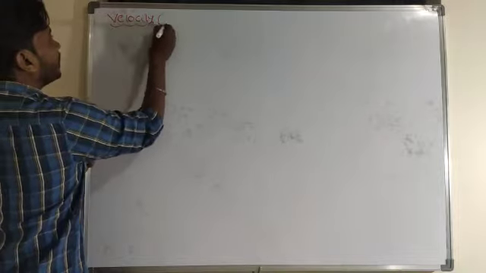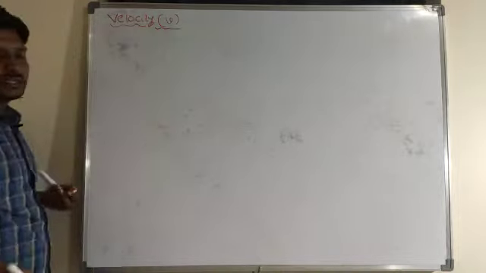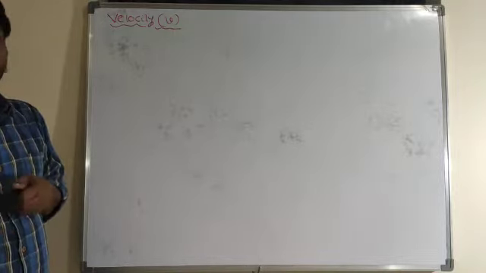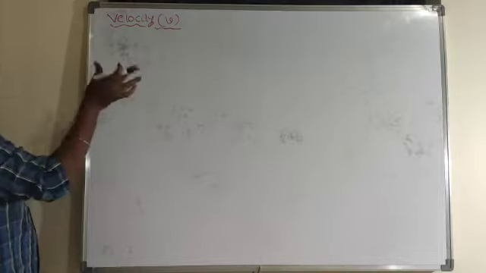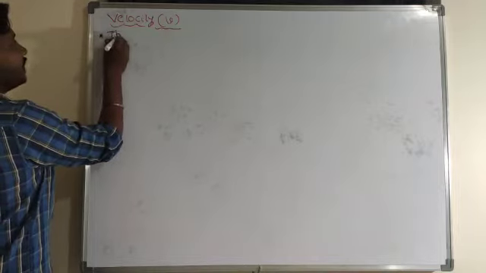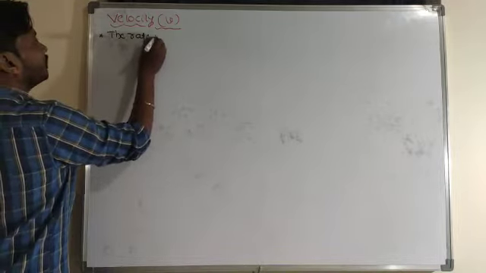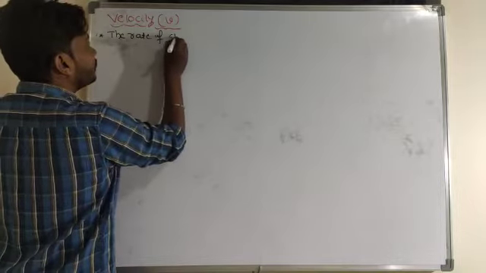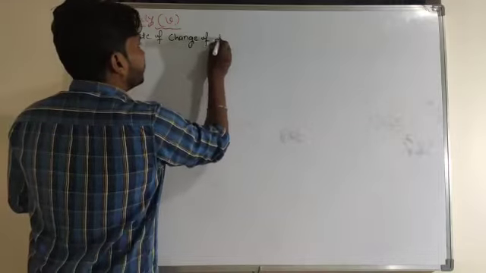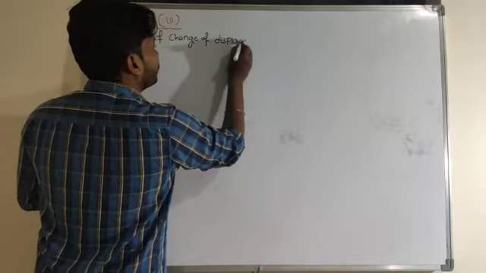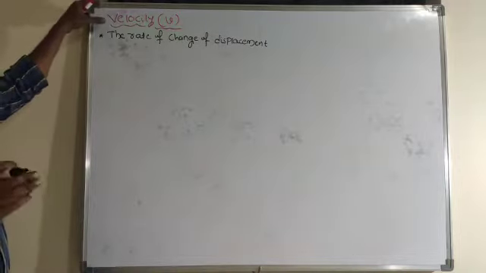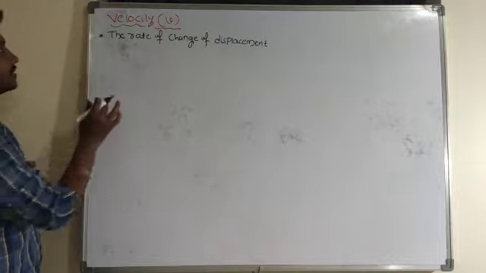So velocity, for my convenience, is represented by the symbol small v here. So what is velocity then? Velocity is nothing but the rate of change of displacement. Speed means rate of change of distance. Velocity means the rate of change of displacement. Okay, what is velocity here? The rate of change of displacement, we will call it velocity.